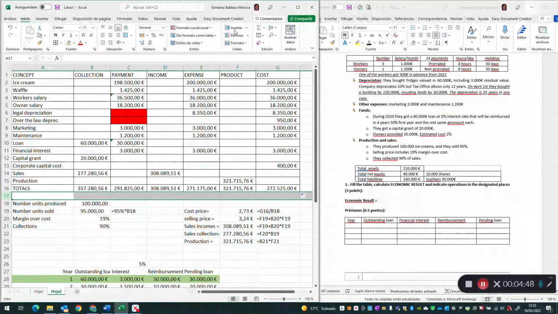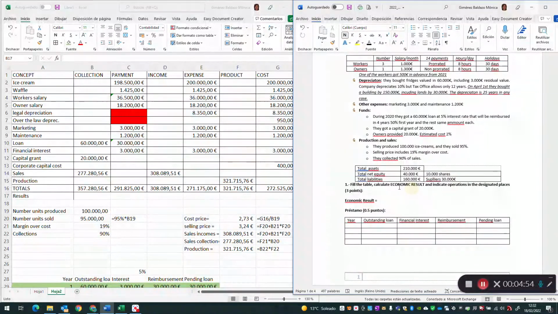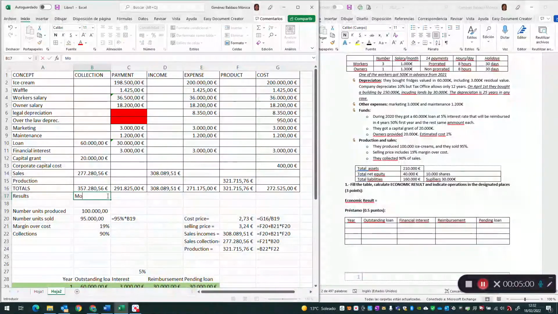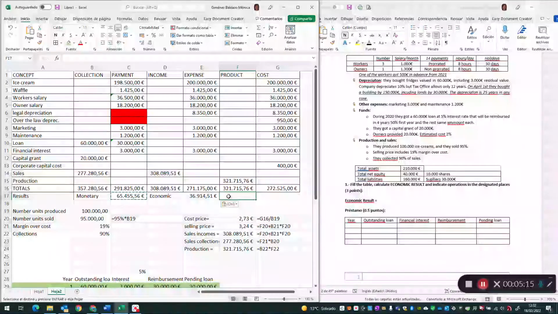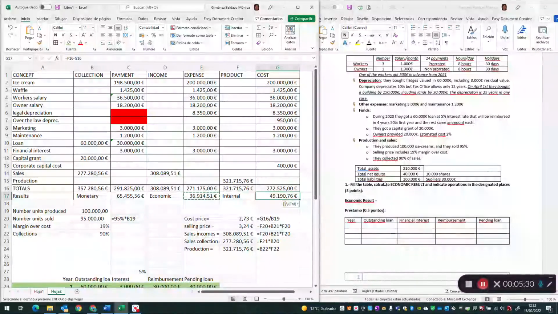And this is the best moment to calculate results. The exercise only asks you to get the economic result, but I'm going to do all of them, okay? So this is going to be the monetary result, and this is the collections minus payments. Then we're going to have the economic result, which is the one we're getting asked for. This is the one you have to calculate. And then we're going to have the internal result, and this is going to be the product minus cost. And this will be the end of part 1 of the exercise.